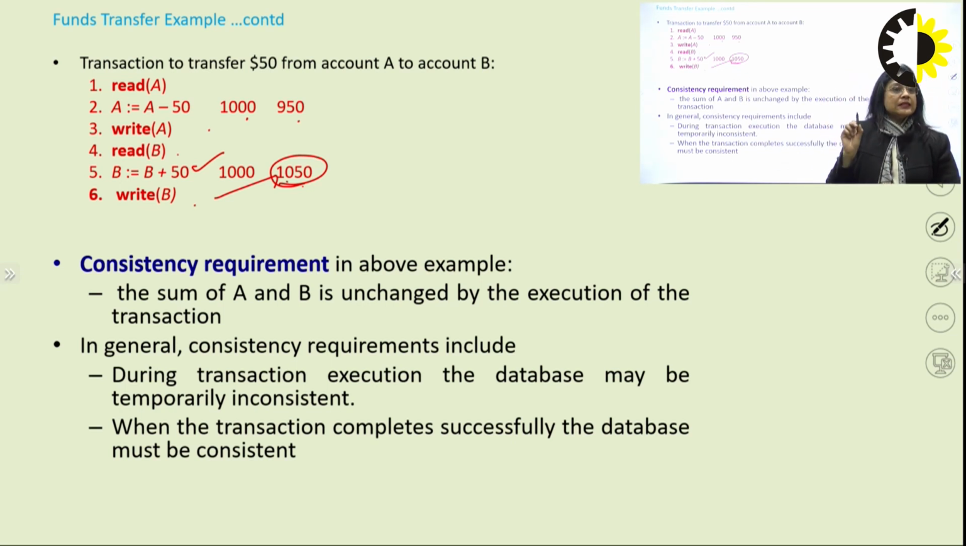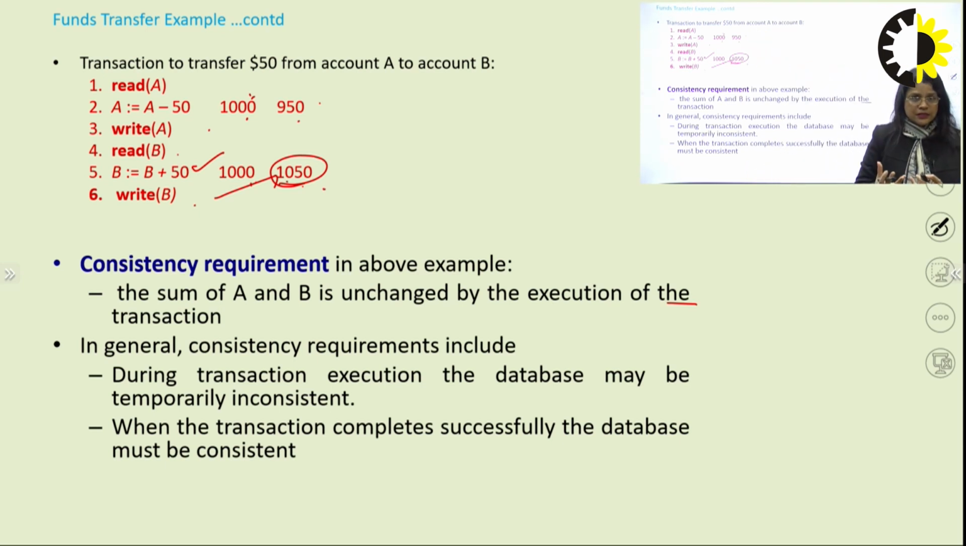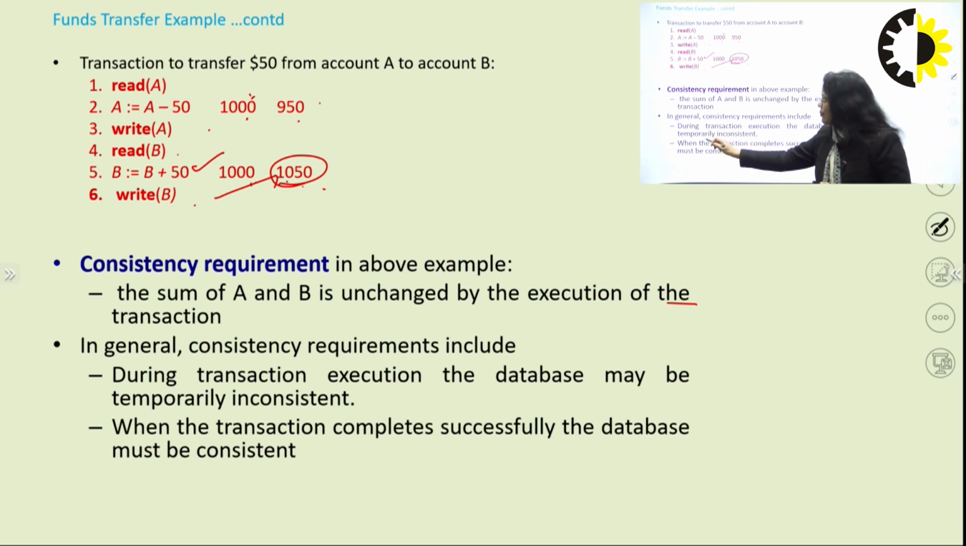So what we can see here is that the sum of A and B is unchanged by the execution of the transaction. So this is the consistent result. If we take the sum of both accounts before this operation, it is 2000. After the operation, it is again 2000. This is the consistency of both the accounts' statements, right? So in general, the consistency requirement includes that during transaction execution the database may be temporarily inconsistent.